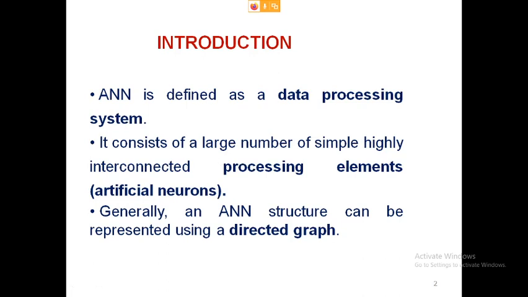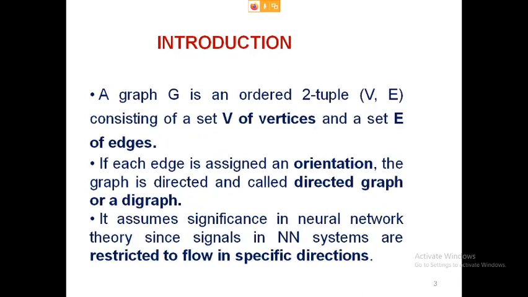Generally this ANN structure can be represented using a directed graph. ANN has neurons, interconnections and directions from where to where the data has to be processed. Those pieces of information have to be represented. It's similar to the directed graph. Directed graph, I think you might have studied in your networks also. So as an example, we'll see the directed graph also.